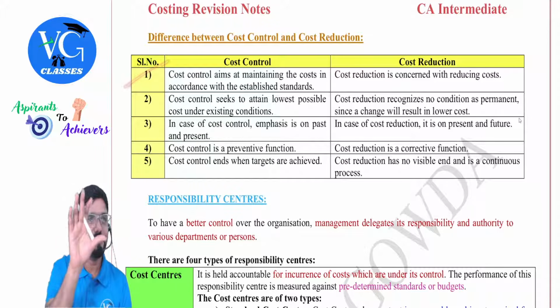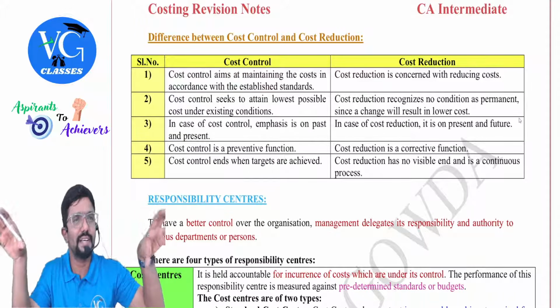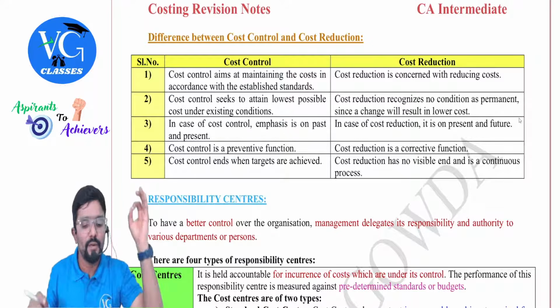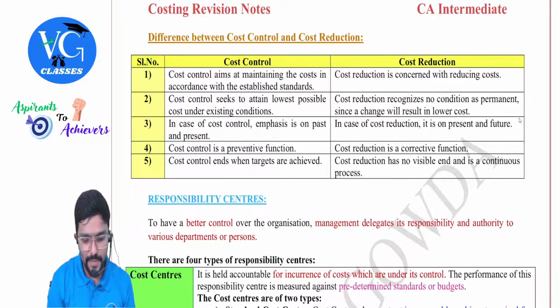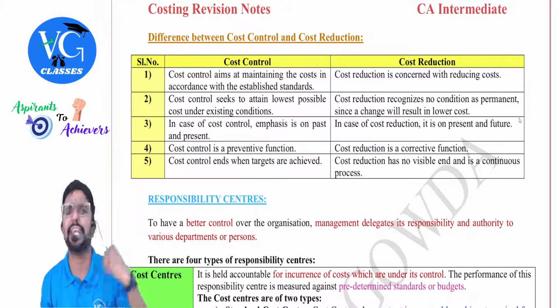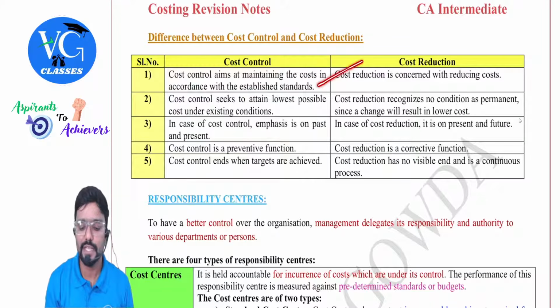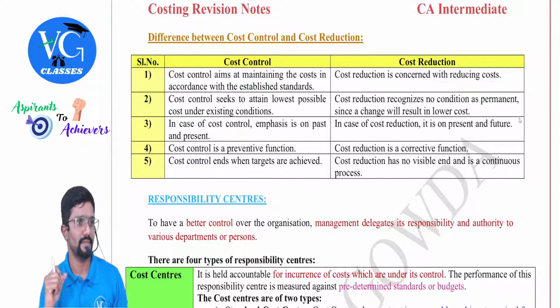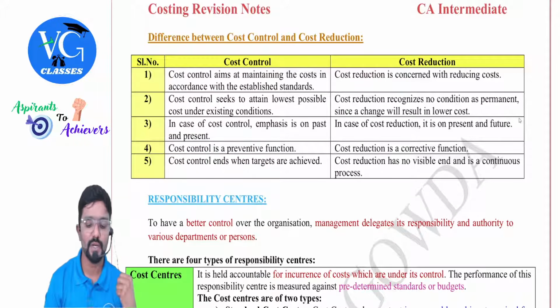Guys, please pay attention. If you understand the word cost control and cost reduction, the difference becomes easy. What is cost control? Cost control aims at maintaining the cost in accordance with what? Established standard, which is nothing but standard cost. Whereas coming to cost reduction, it is concerned with reducing cost.